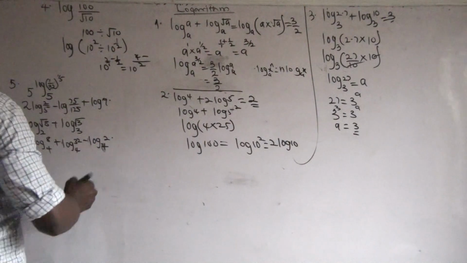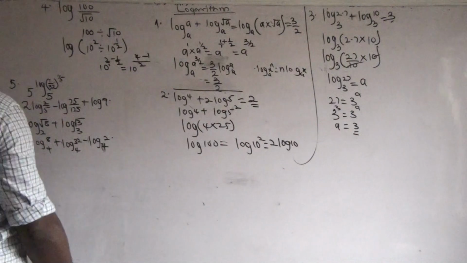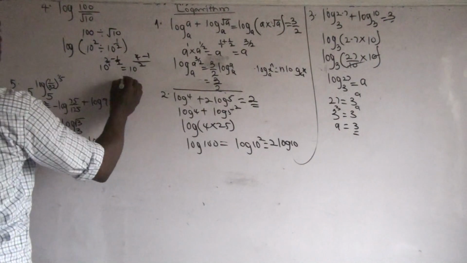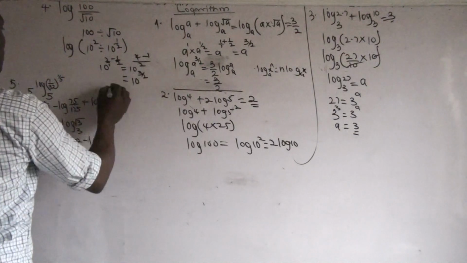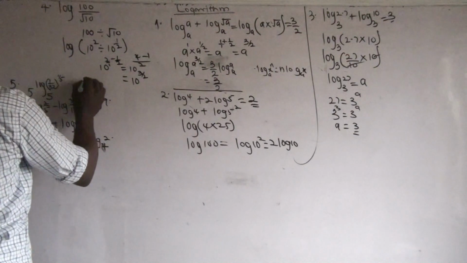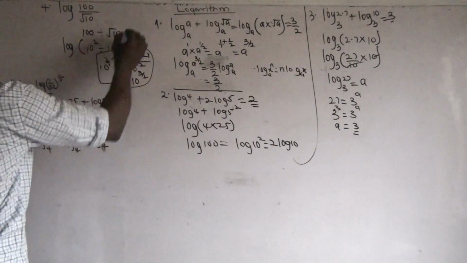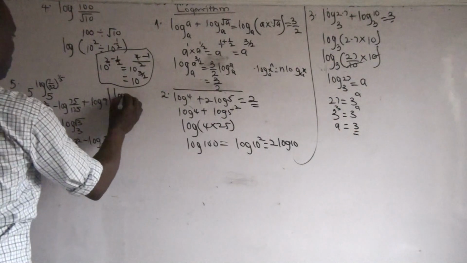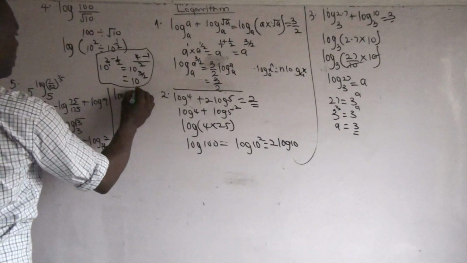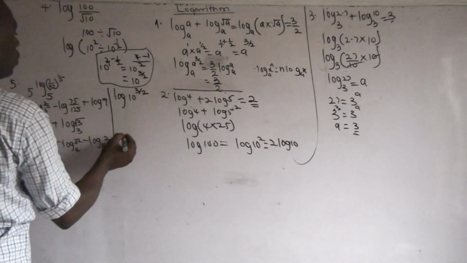Negative. Then 2 divided by 2 is 1. 1 times 1 is 1. So here everything becomes 10 raised to power 3 over 2. And I said that this, what we have here, all this 10 here, this becomes log 10 raised to power 3 over 2.